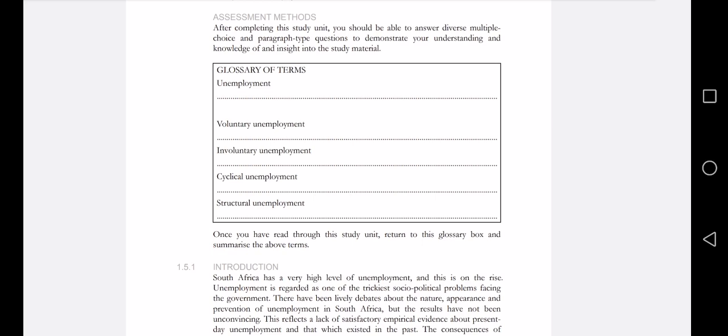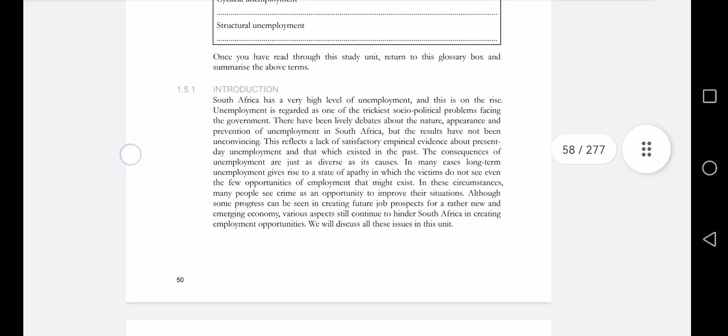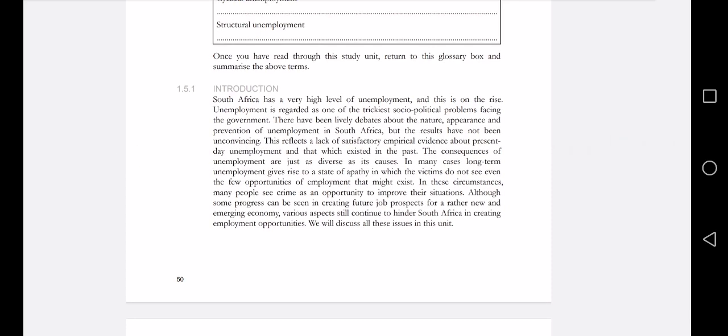Assessment methods. After completing this study unit, you should be able to answer diverse multiple choice and paragraph type questions to demonstrate your understanding and knowledge of and insight of the study material. Glossary terms: unemployment, voluntary unemployment, involuntary unemployment, cyclical unemployment, structural unemployment. Once you have read through this study unit, return to this glossary box and summarize the above terms.